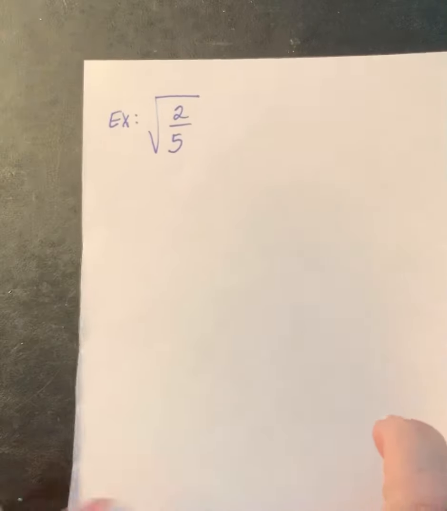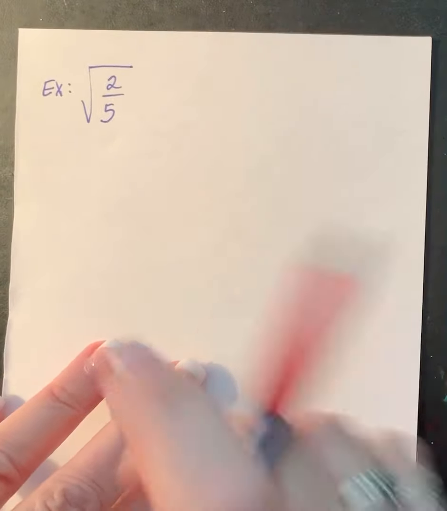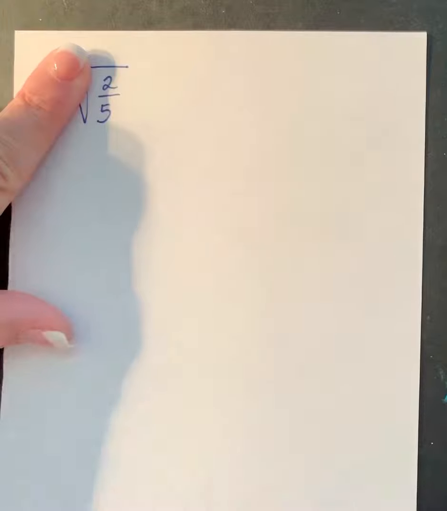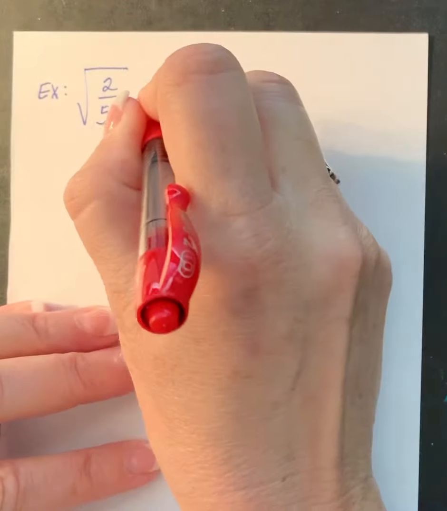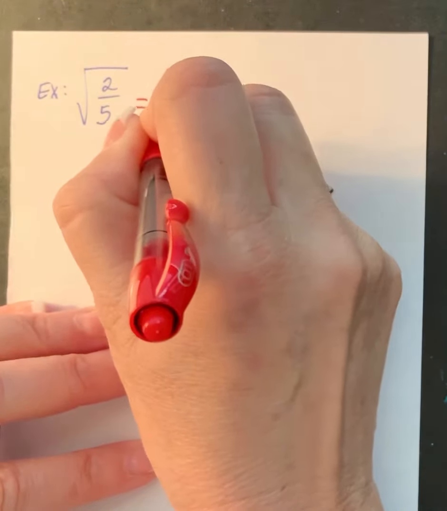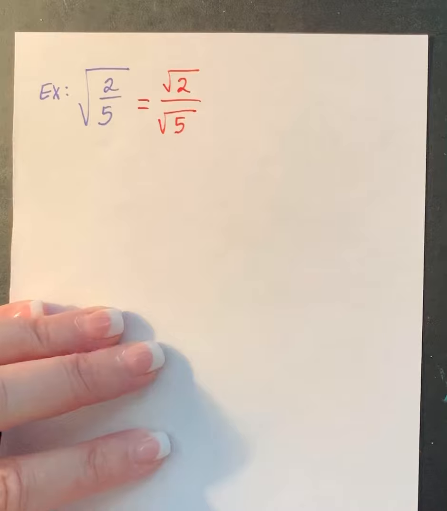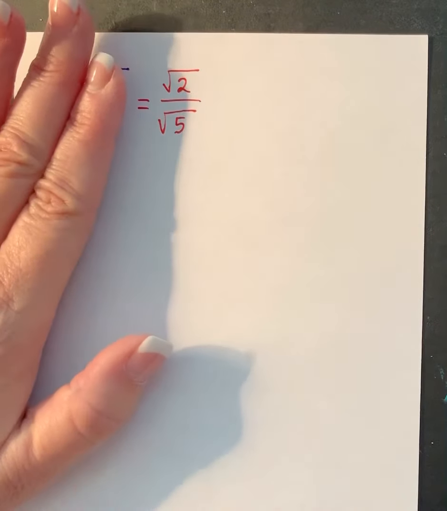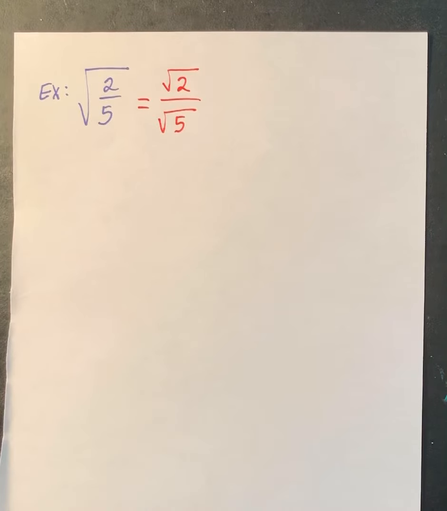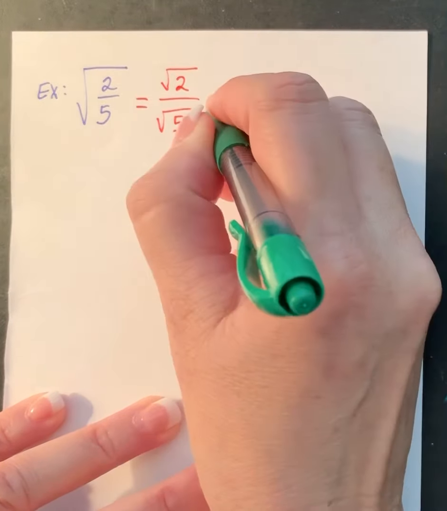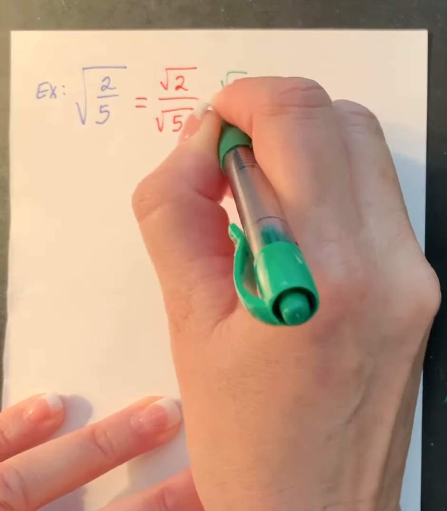Okay, so here's one example, and it's the square root of 2/5. So we have 2 divided by 5. That does not divide evenly. So let's break this one apart. We'll make it the square root of 2 divided by the square root of 5. Now that's not simplest radical form because we have a square root in the denominator. So we are going to rationalize the denominator, and we'll multiply the numerator and the denominator by the square root of 5.